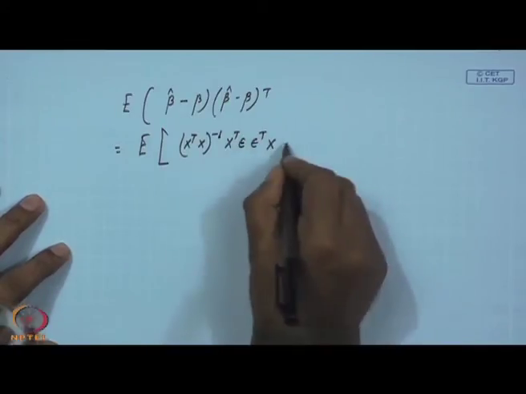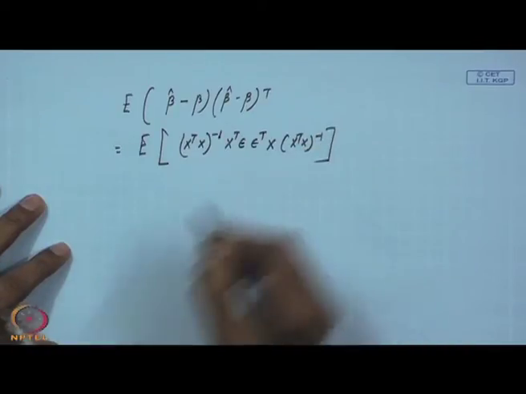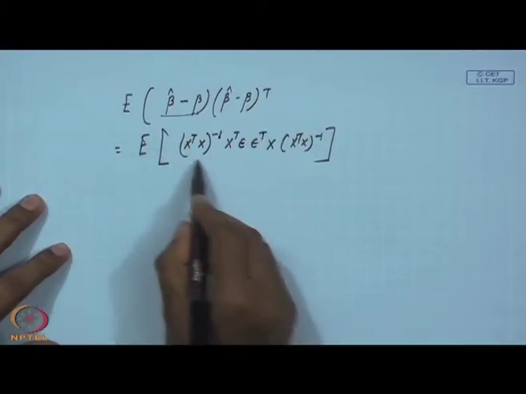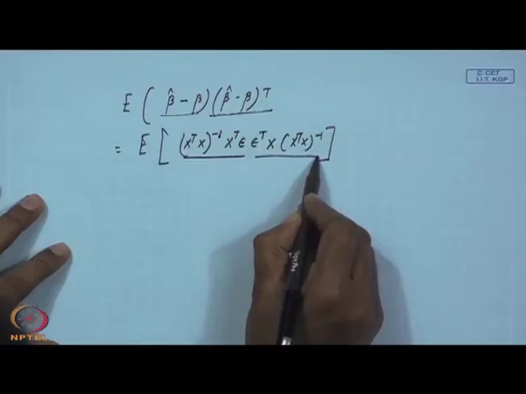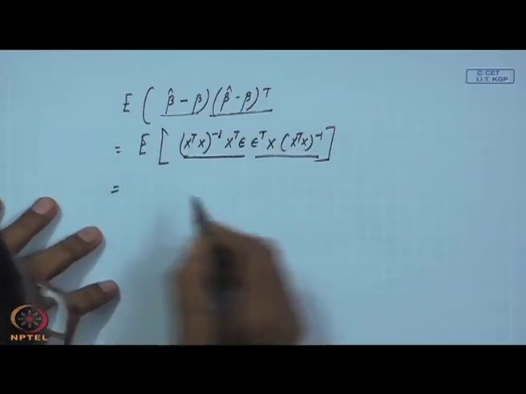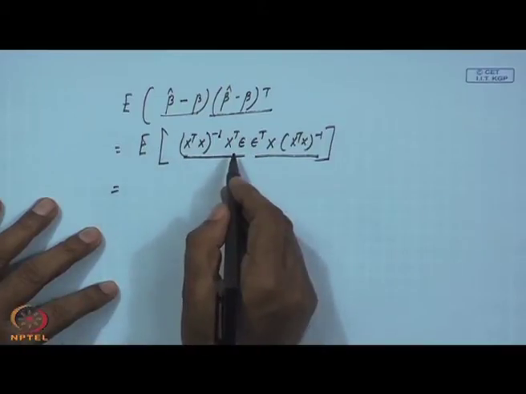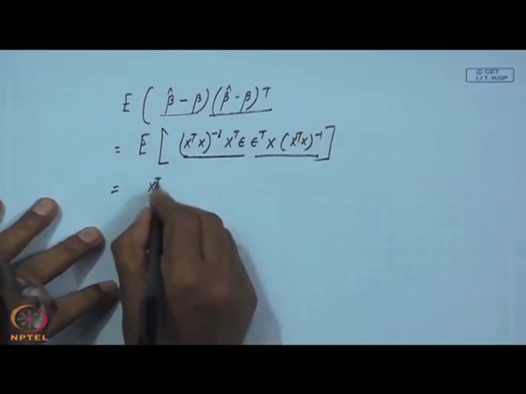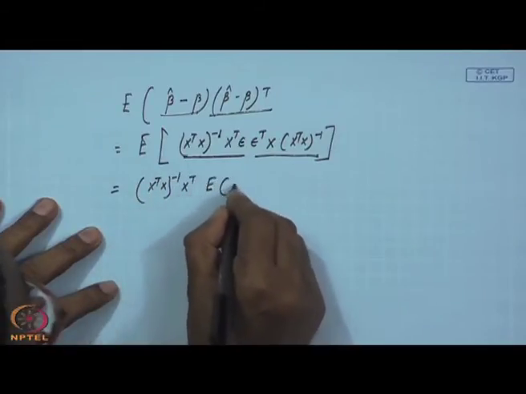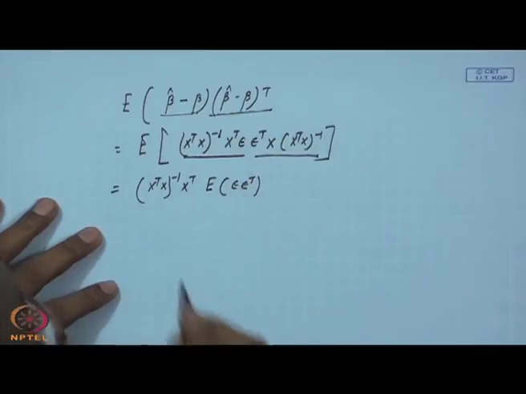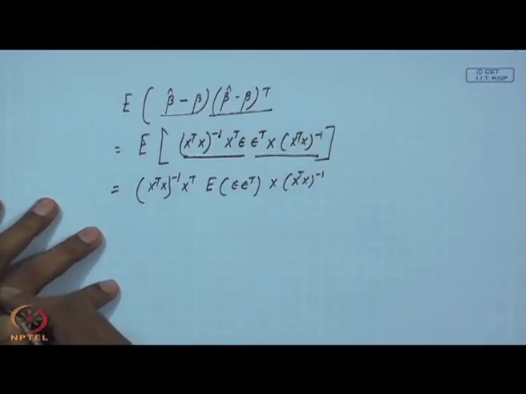x (x transpose x) inverse. So for this one we have written this portion, and for the other one we have written this portion. Okay. Now again what we will do is bring out the fixed values, like (x transpose x) inverse x transpose, then the expected value of epsilon epsilon transpose, then x (x transpose x) inverse.